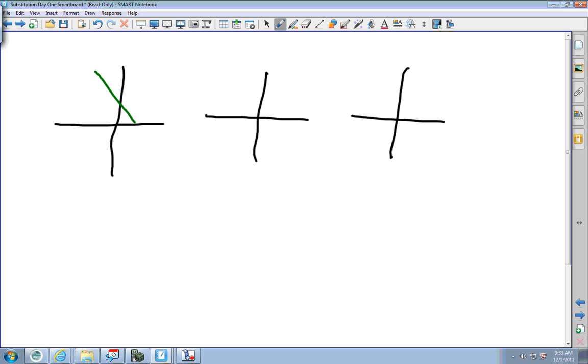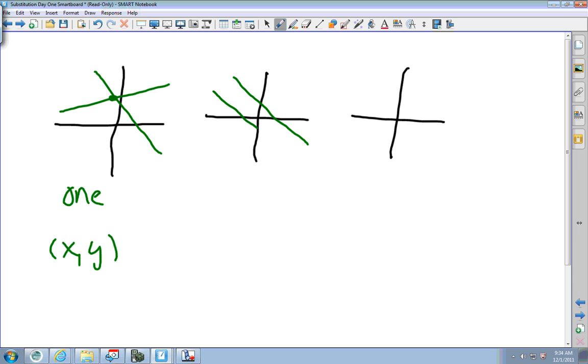When two lines intersect at one spot, there is one solution. That's going to be the ordered pair where x and y is. The other type is when two lines are parallel and they never touch. That means that there is no solution.